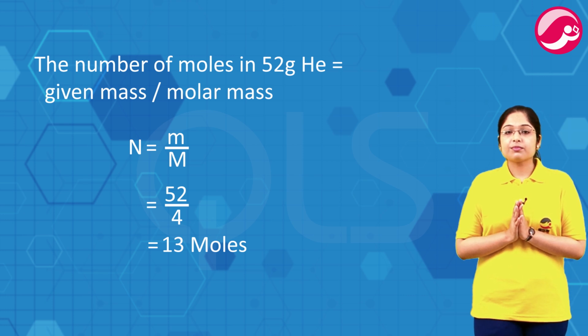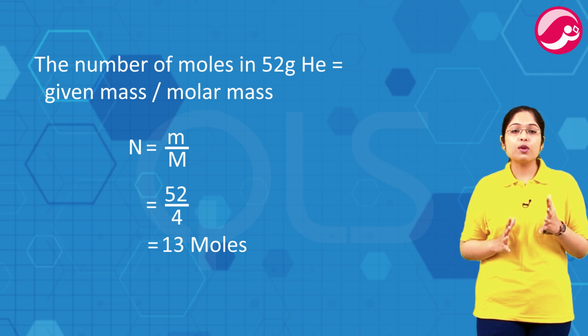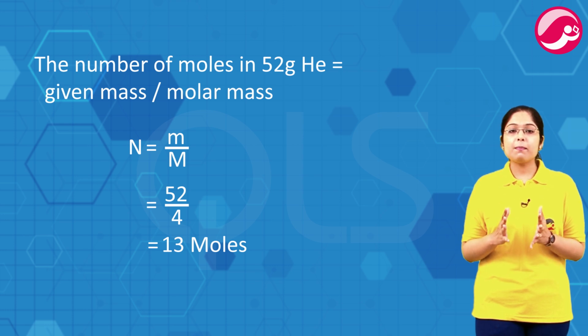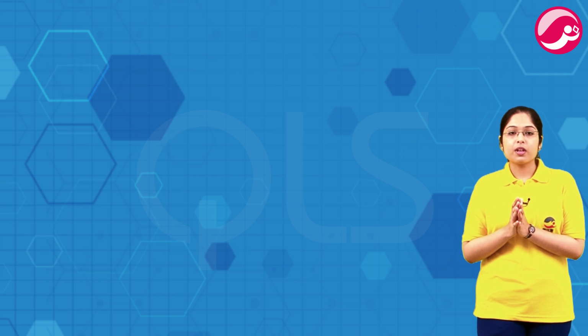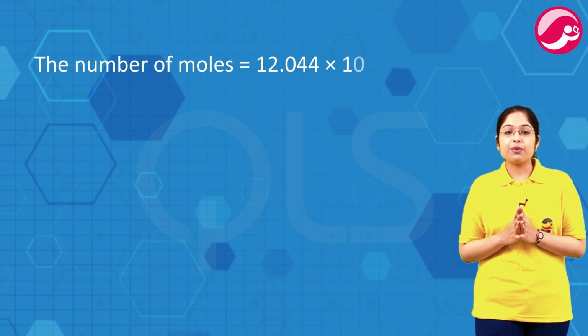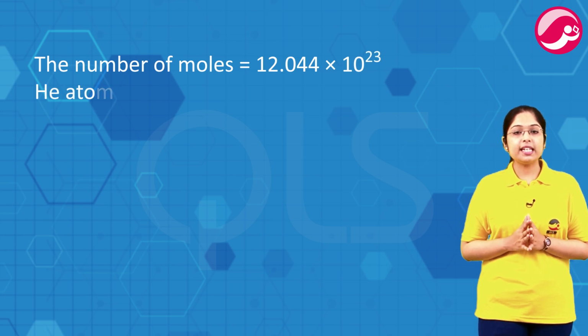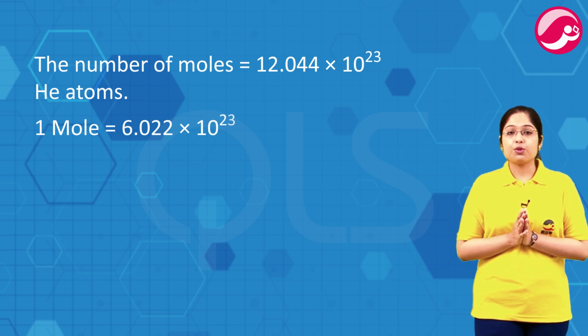अब हम देखते हैं, जब हमारे पास number of particles दिए हैं, तो हम कैसे number of moles calculate कर सकते हैं. अभी हमारे पास mass दिया हुआ था, तो हमने देखा कि हम moles कैसे calculate कर सकते हैं. अब हमारे पास पार्टिकल्स दिए हुए हैं, अब हमें कैलकुलेट करना है मोल. Let's calculate the number of moles for 12.044 into 10 raised to the power 23 numbers of helium atoms. We know that 1 mole is equal to 6.022 into 10 raised to the power 23 particles.